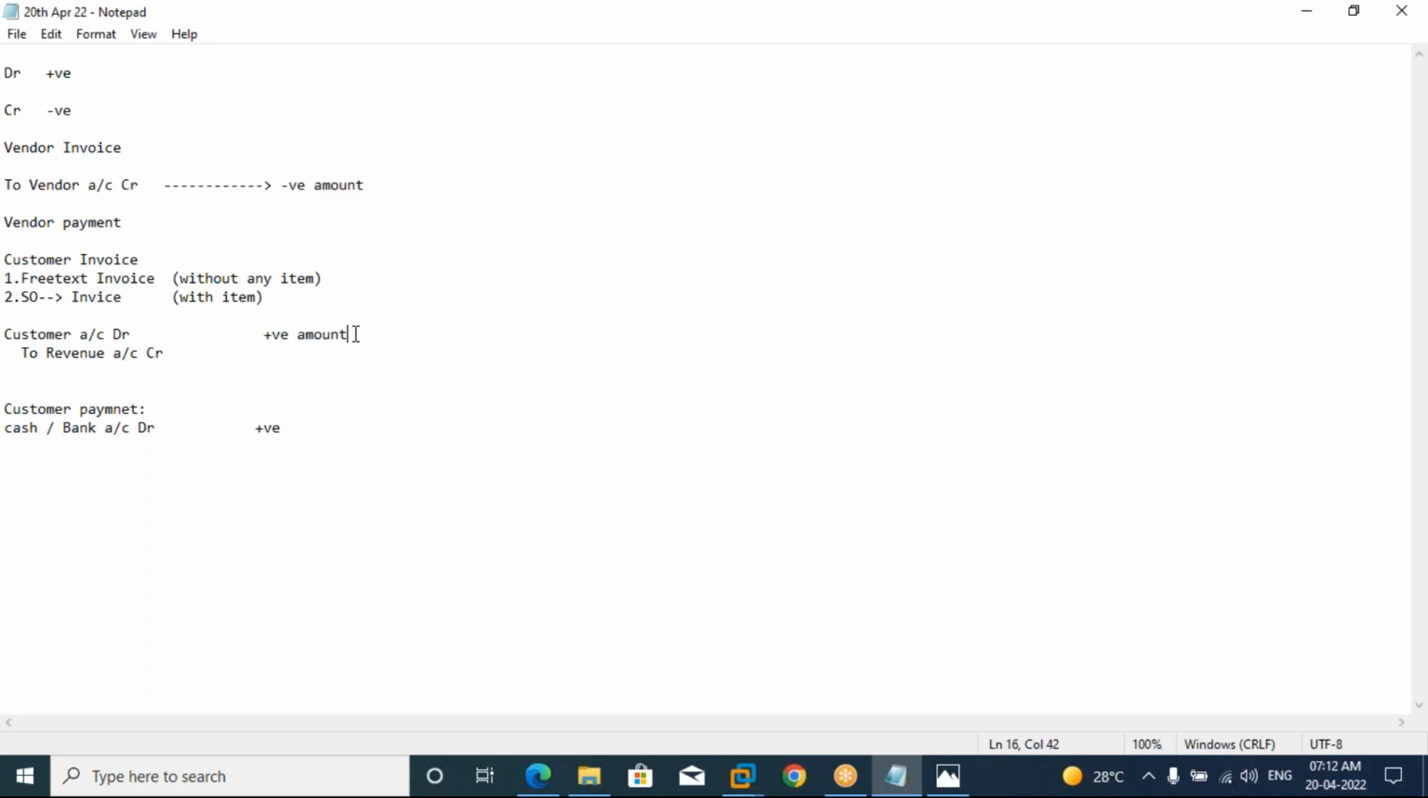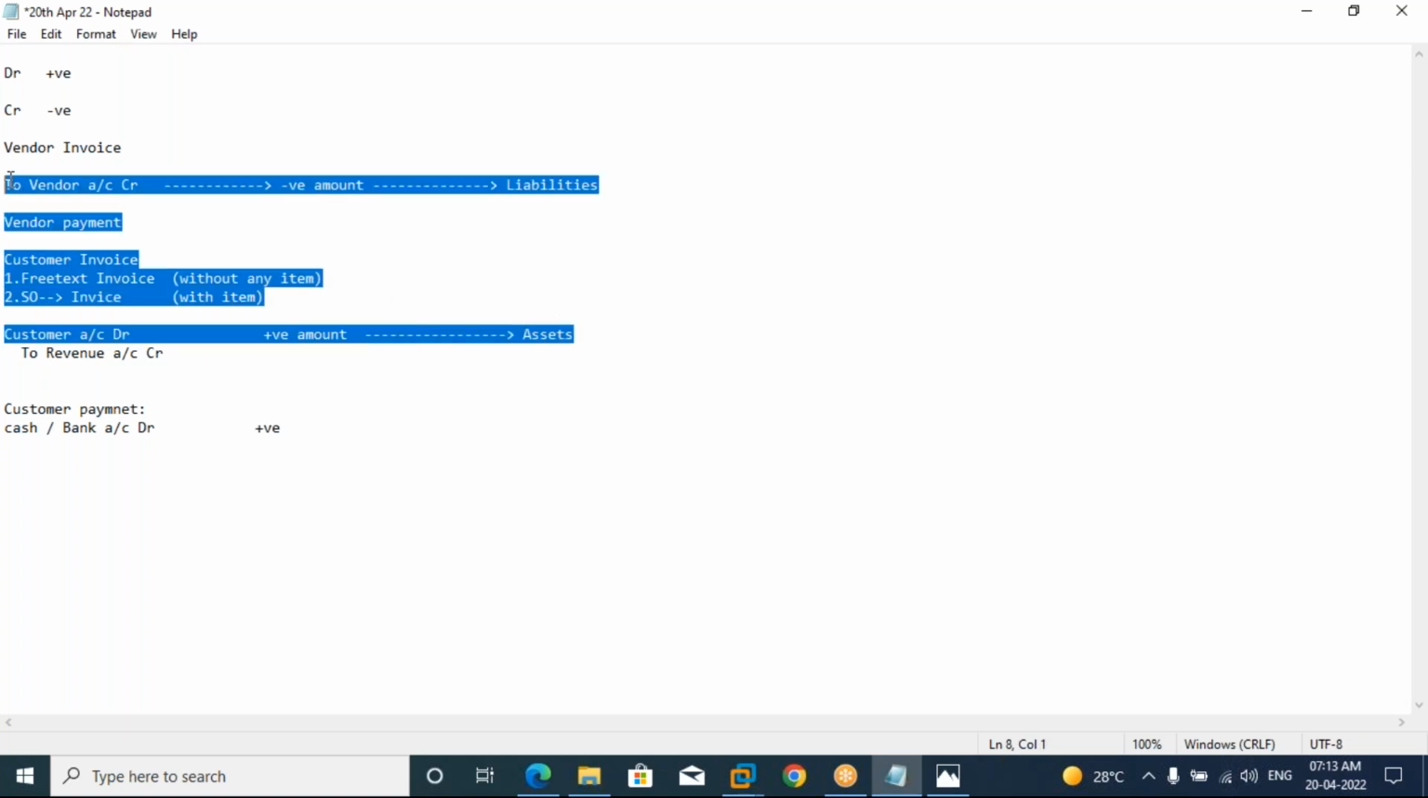These are called assets. These are liabilities. Always the asset value should be more and the liability value should be less, then my company is in good shape. Understood? Any confusion here?